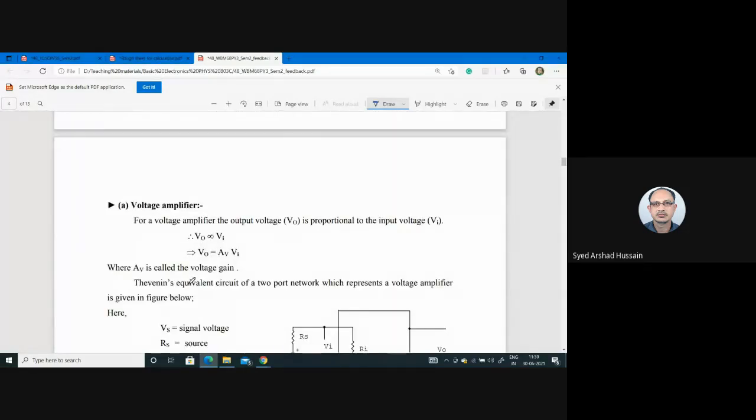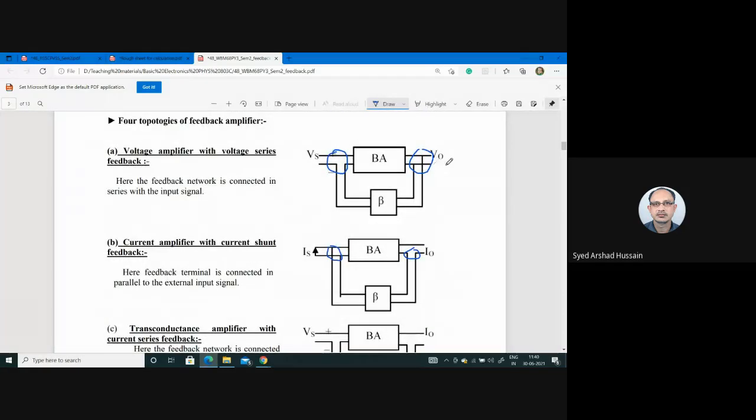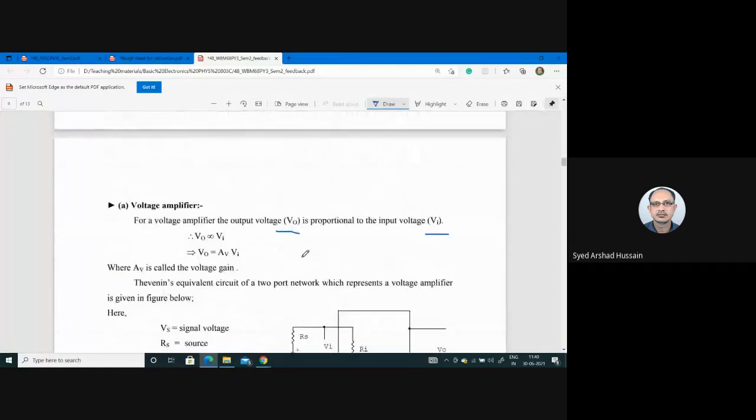Okay. So now, before going to check the effect of feedback, first let us see how this voltage amplifier looks. In case of a voltage amplifier, remember, no feedback is there. We are only talking about a voltage amplifier. For a voltage amplifier, mainly the output voltage V0 is proportional to the input voltage. You can see here output voltage, input voltage. So output is proportional to input. We can write V0 is equal to AV VI, where AV is the gain of the amplifier.